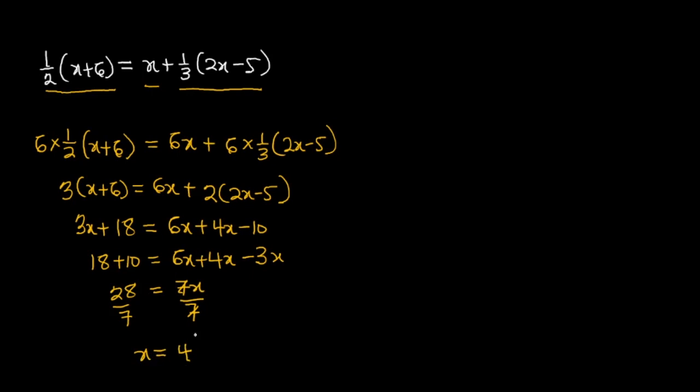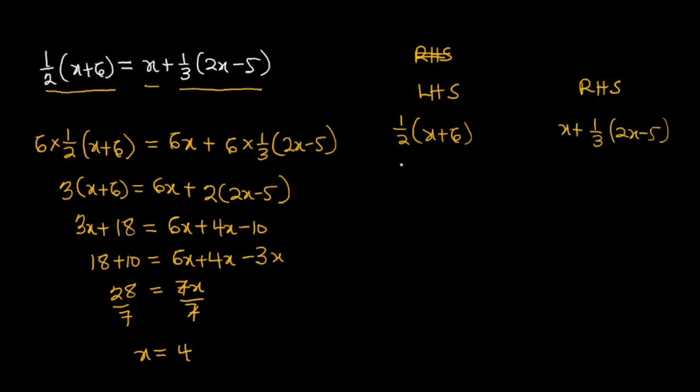Now that I found my answer, I need to cross check to see if it is correct. So I need to check my left hand side and see my right hand side and see whether they are the same. So the original equation is half multiplied by x plus 6, that is for the left hand side, and then the right hand side is x plus 1/3 of 2x minus 5. Alright, so let's do that.